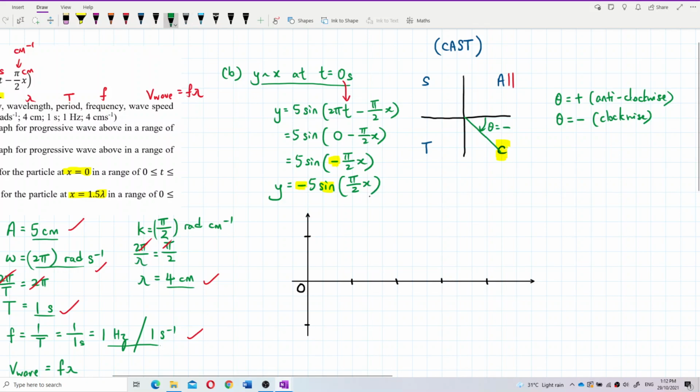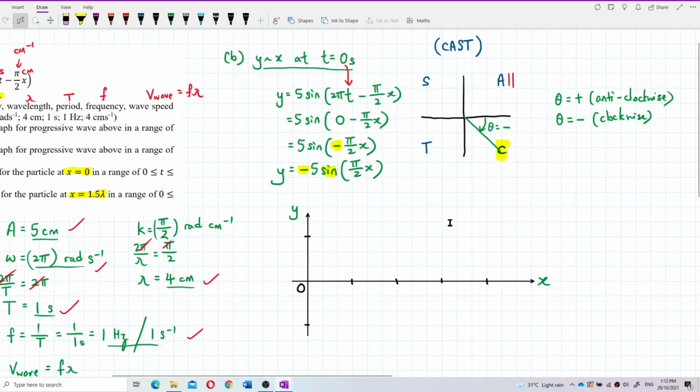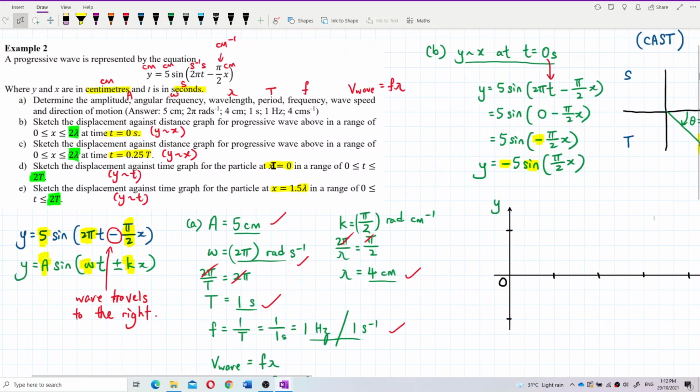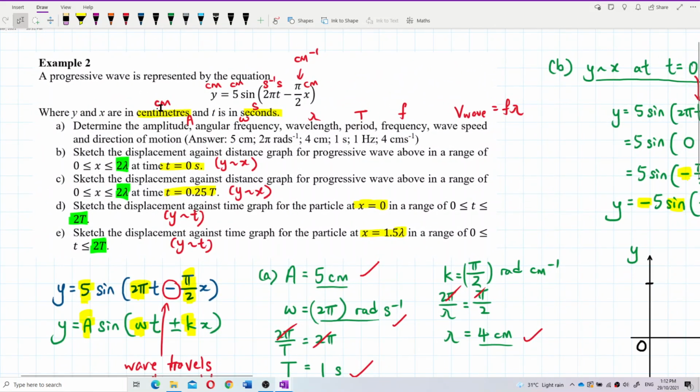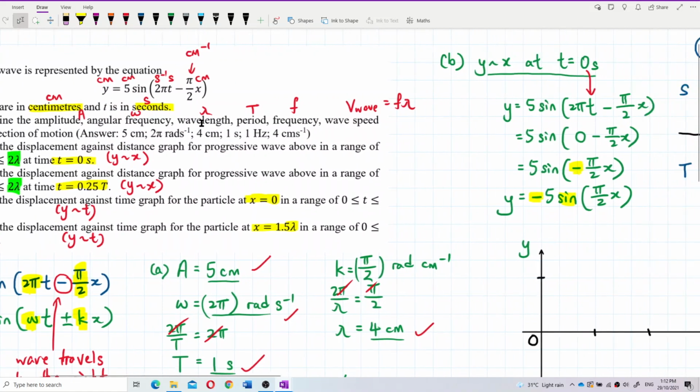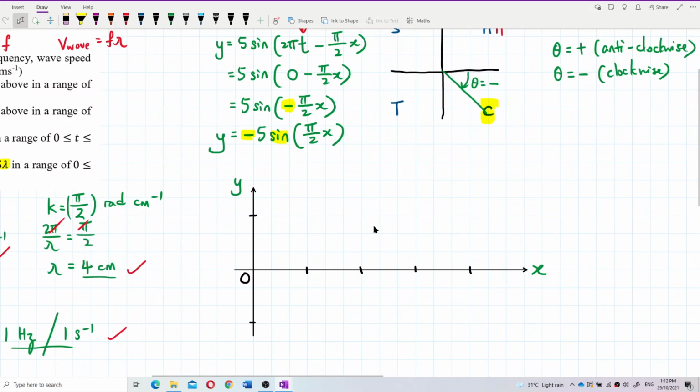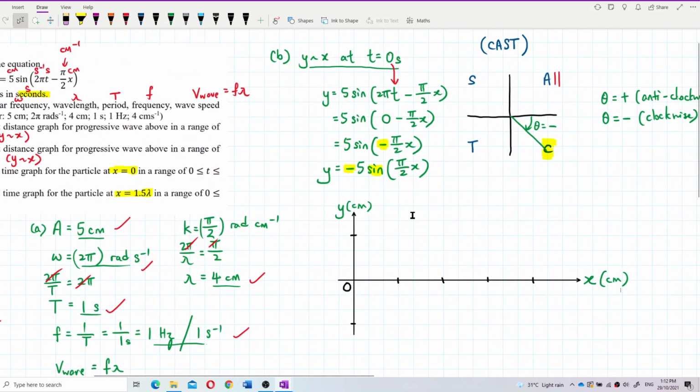So here we plot this y versus x graph. This one I just want to adjust a little bit on top so that my work does not become messy. So this is a y versus x graph. You need to label the unit. My unit is in centimeter. You see that? My y and x are both in centimeter. Okay. You need to draw what range?